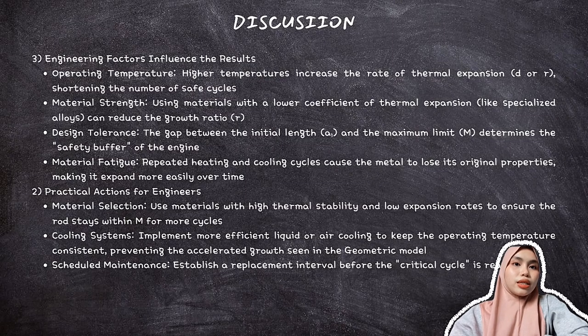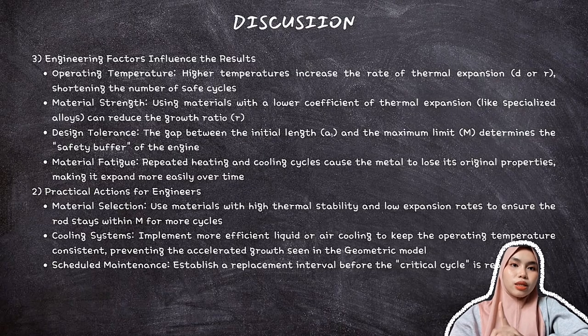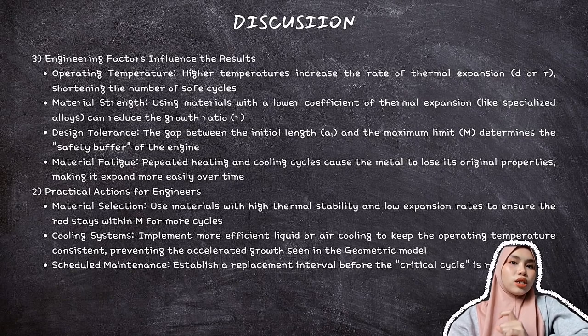Engineering results are influenced by factors such as operating temperature, material strength, design tolerance, and material fatigue, all of which affect thermal expansion and reduce the number of safe operating cycles. Higher temperatures and repeated heating accelerate expansion, while suitable material choice and sufficient design tolerance improve safety margins. To address this issue, engineers should select thermally stable material, apply an effective cooling system to control temperature, and perform scheduled maintenance to prevent failure before critical limits are reached.